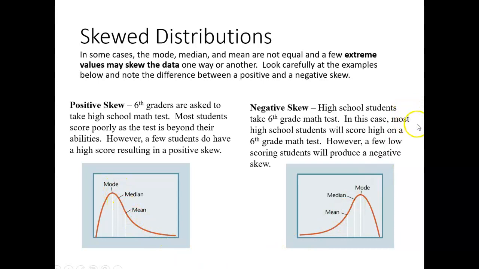As far as a negative skew goes, let's say high school students take a 6th grade math test. In this case, most of the students are going to do pretty well. So we're going to see our mode here quite high. However, there will be a few low-scoring students, and they're going to pull the curve a little this way and pull the median and mean a little bit that way, so that this will result in a negative skew. Like I said, you might call it something else in your statistics classes, but remember, for this class, this is a negative skew and this one is a positive skew.